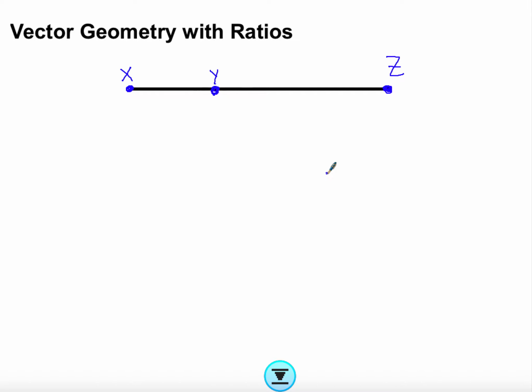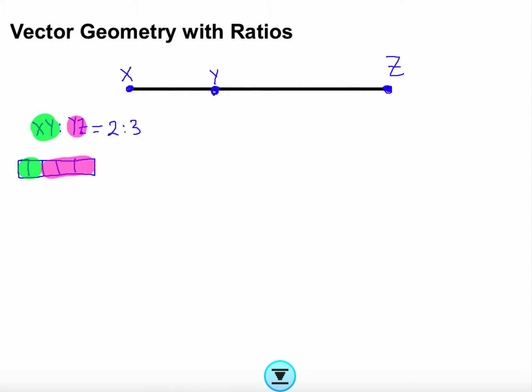So instead of the question telling me that this is half of the other length or so on, it's going to use ratio. It's going to tell me that xy to yz is equal to 2 to 3. What this means is, you need to think ratio-wise. If I have something of 5 parts, then xy will take up 2 parts and yz will take up 3 parts.